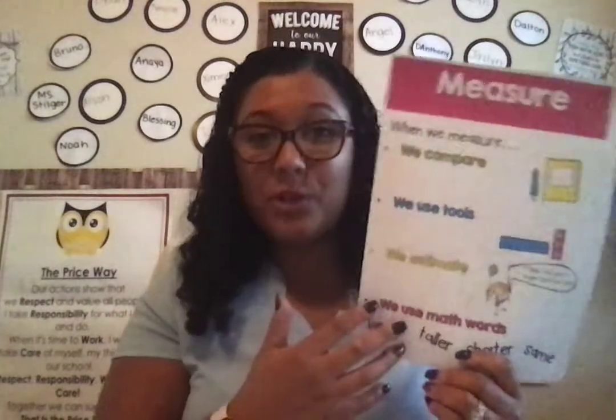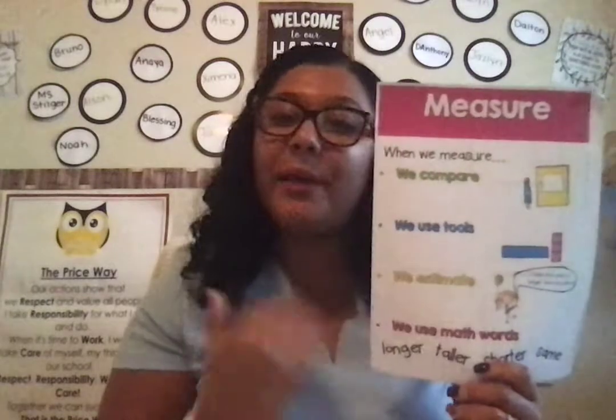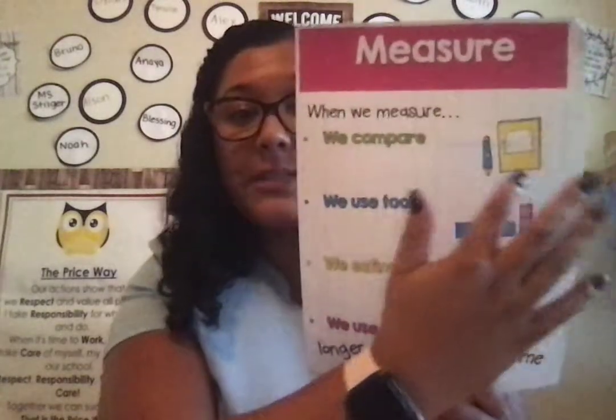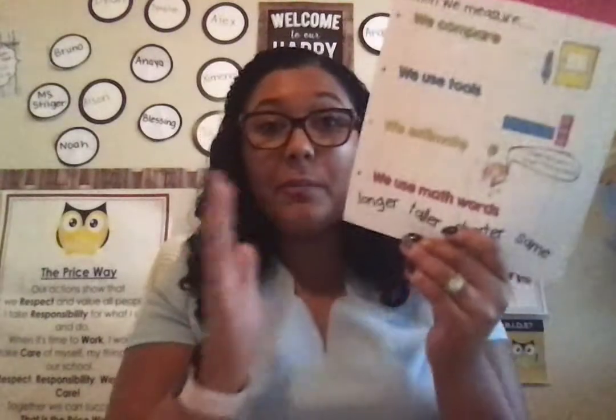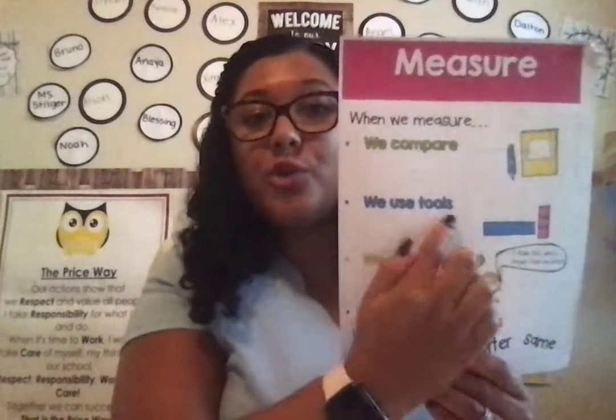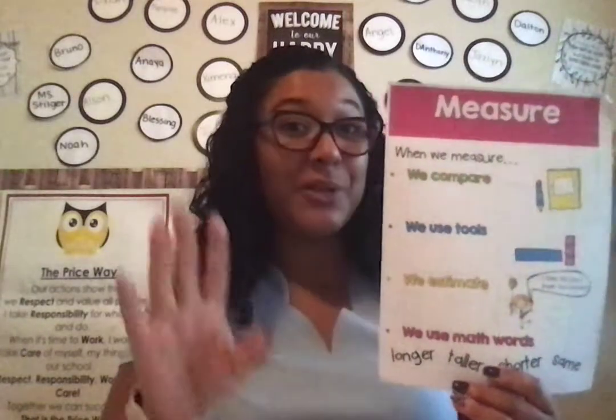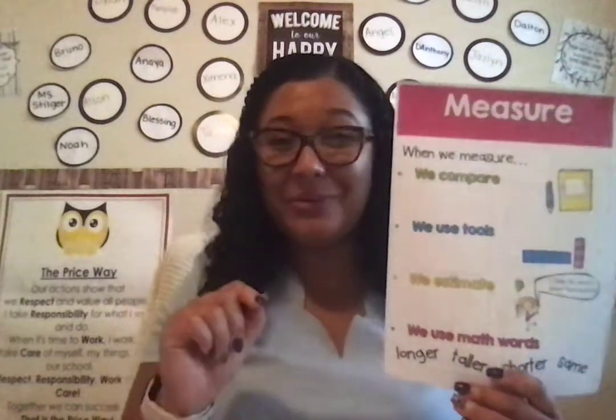All right, so in our last video, we talked about measurement, okay? Today, we're also going to talk about measurement, but we're going to talk about two more kinds of measurement that we can use, okay? If you remember this poster, we talked about how we can measure things by comparing them, so we can put them side by side and compare them that way. We can use tools, such as a ruler or Unifix cubes, and today I'm going to show you another tool that's pretty cool.